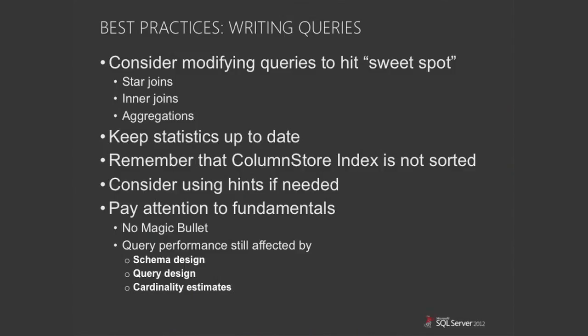And then the final thing I want to mention is that the ColumnStore index, as wonderful as it is, it's not a magic bullet. You still have to pay attention to all the usual fundamentals of database design. So pay attention to the way you design your schema, the way you write your queries, and as I mentioned, cardinality estimates will affect the query plans that you get from the optimizer, just like for all other queries.